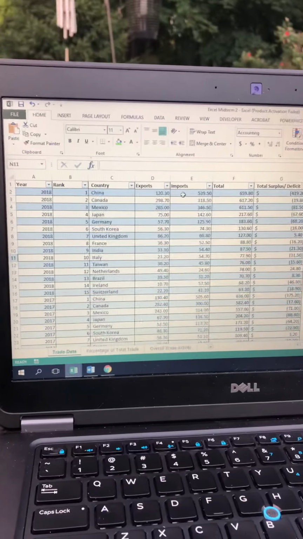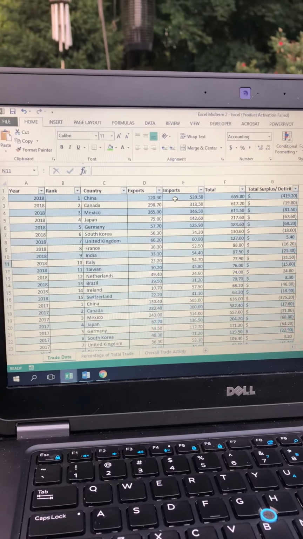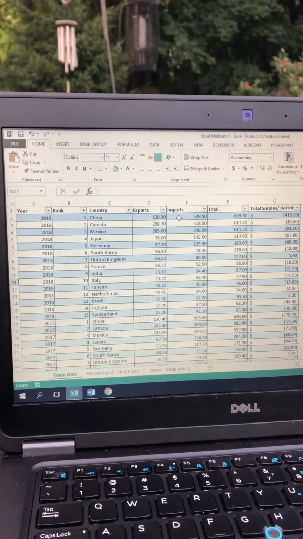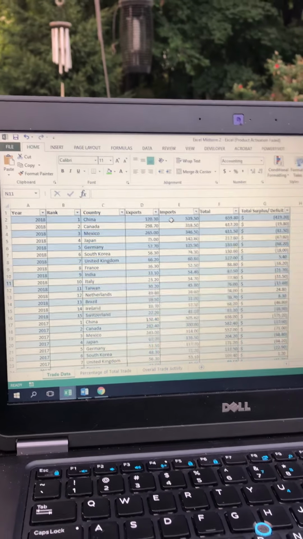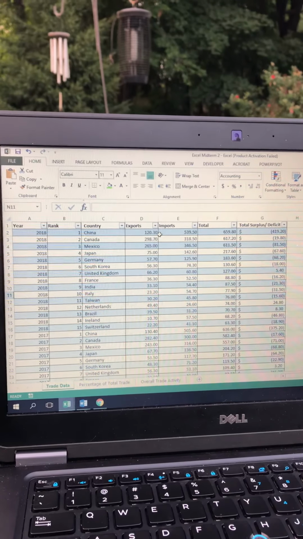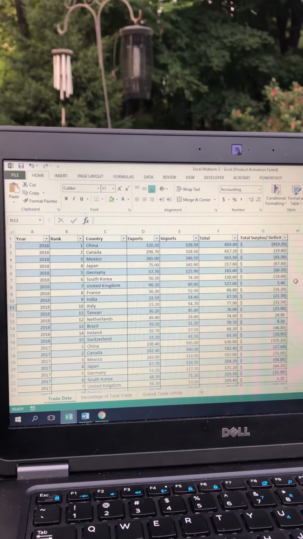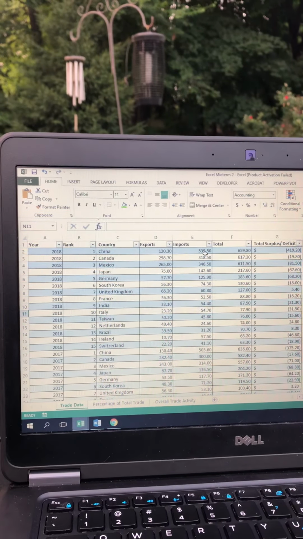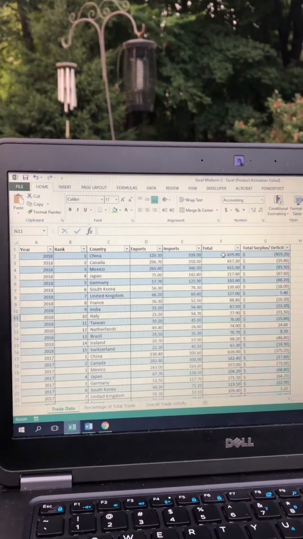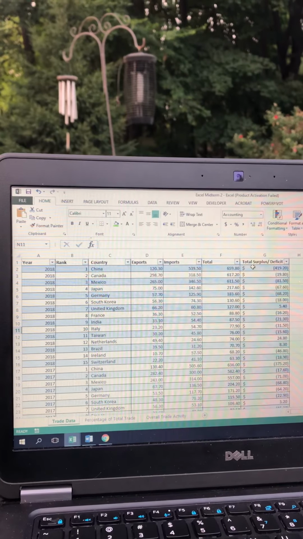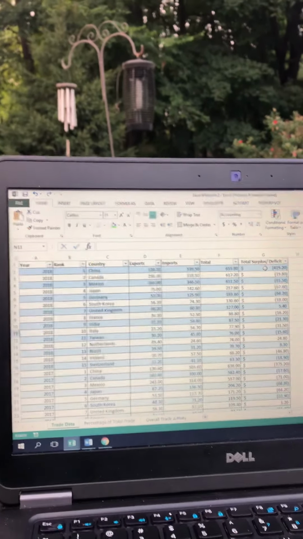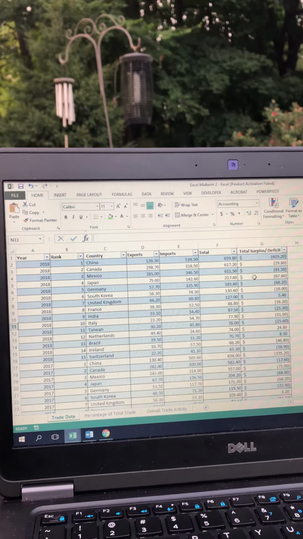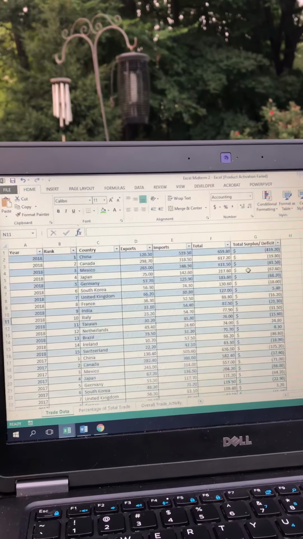Hello, so this is my CIS midterm project. I did it on the total imports and exports of the US's top trading partners. I collected data from 2013 to 2018 of the total imports and exports into America of goods only, not services, and the total amount of imports and exports, and the total surplus or deficit that we experienced with each trading partner for each year.